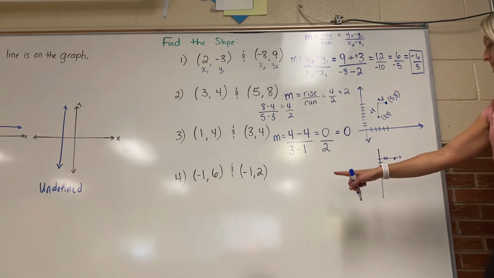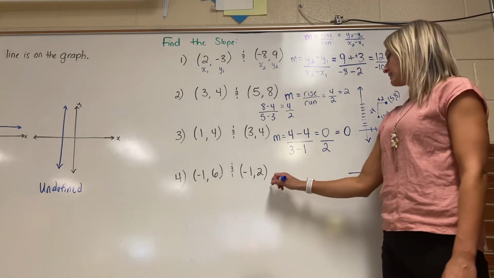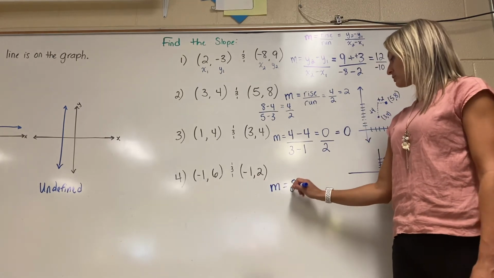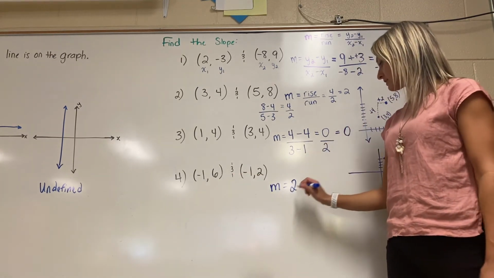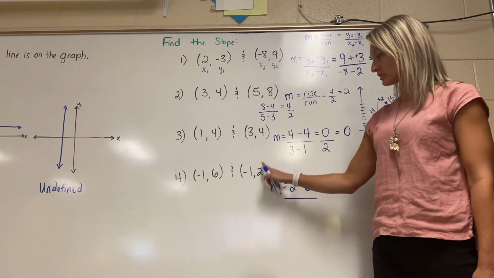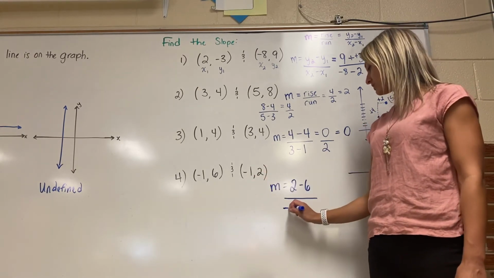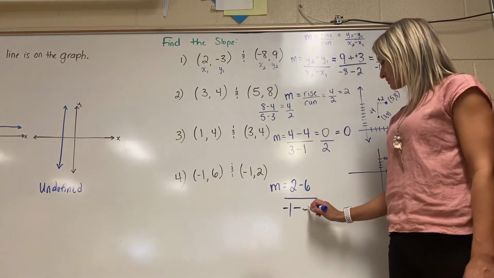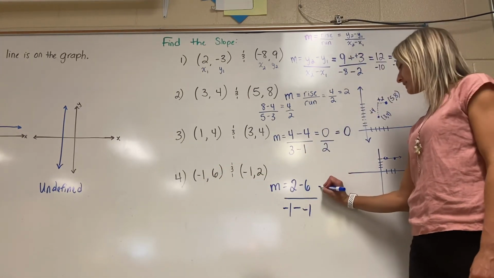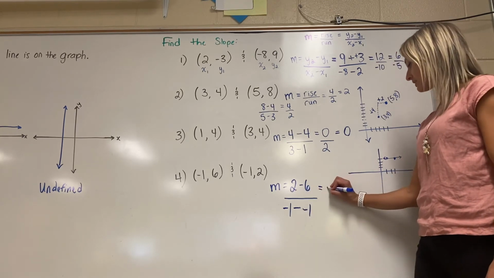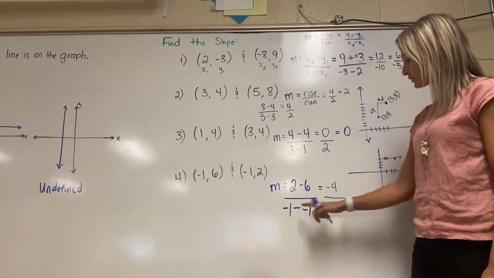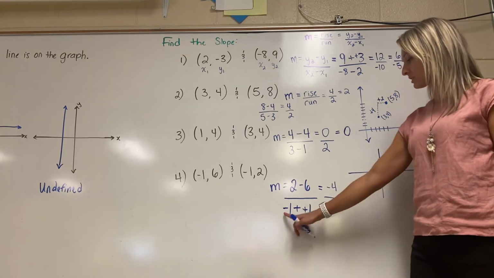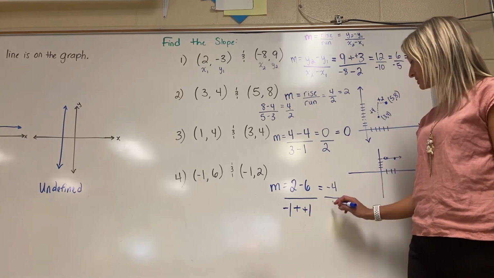Okay. So this last one, if I'm finding the slope, take the y values and subtract them. So it would be 2 minus 6 over, and then since I started with this one, I'm going to go back to this one. With the x values, it'd be negative 1 minus whatever that one is, which is negative 1. Okay, then I simplify. 2 minus 6 is negative 4 over negative 1 minus a negative, remember, becomes a positive. So that'd be like negative 1 plus 1, which is 0.